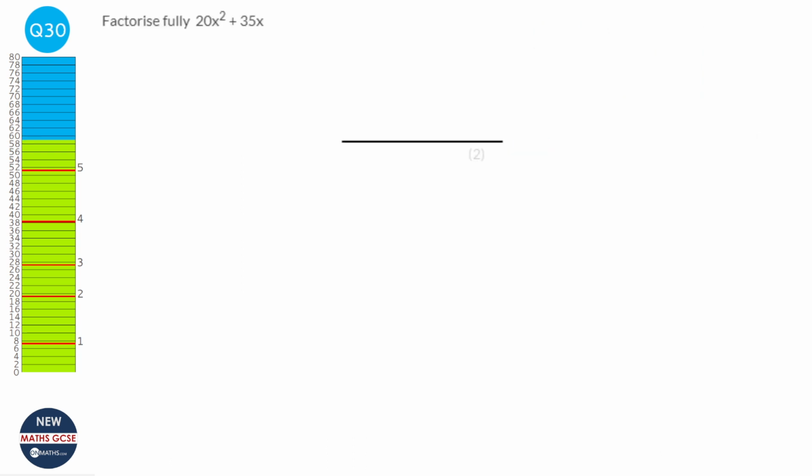Factorising is the opposite of expanding. So instead of removing things from a bracket, we're actually putting them in a bracket. And so we're going to start off by just putting the bracket down. And we're going to think, well, what can we put on the outside? So we look at the 20x squared and the 35x. And we first of all think of the number. So we're looking for the biggest number that goes into 20 and 35. Essentially, its highest common factor. Well, that's going to be 5.